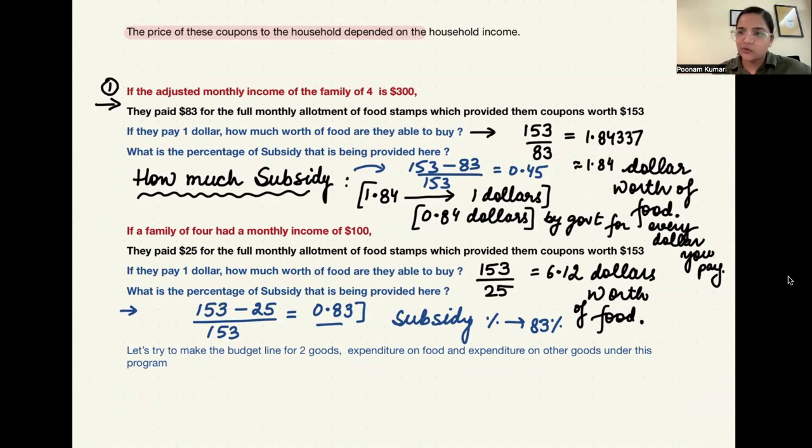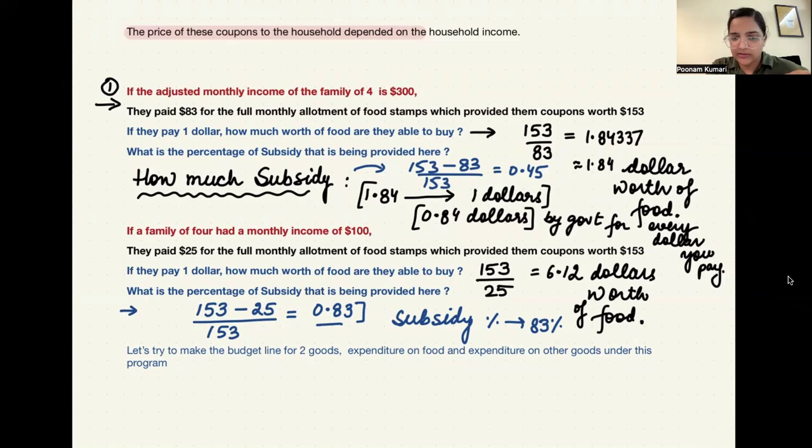Yes, ma'am. So we are doing the same thing here. What is the cost of my product? My product is costing 153, right? Yes, ma'am. I am only paying 25. But the rest the government is paying. Yes, ma'am. So that is how we are calculating the subsidy percentages, subsidy rate.